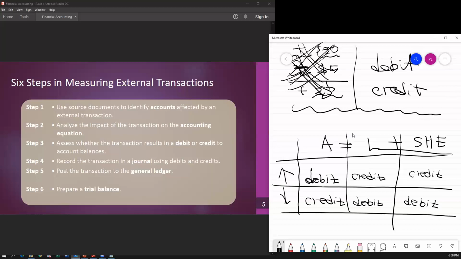So from now on, I'm not going to say that we report an increase in assets. I'm going to say simply we debit an asset, okay? Or for example, if we report a decrease in liability, I'm going to say we're going to debit the liability instead of saying a decrease in liability, okay? So these are the terms that we use in the accounting field to indicate an increase or a decrease depending on the accounting items that you're using, okay?